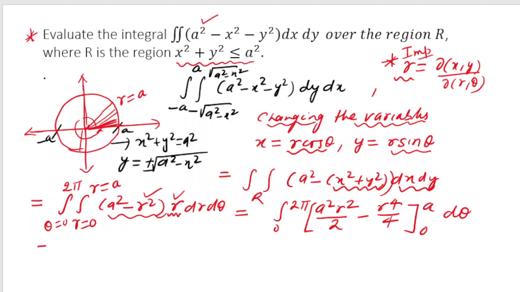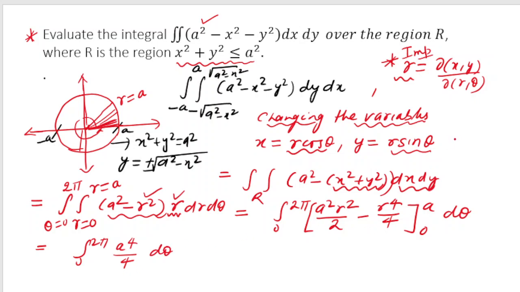Now if you put r is equal to a here, what will you get? You will get the integral from 0 to 2 pi of a square into a square by 2, that is a to the power 4 by 2, and if you put a here, you will get a to the power 4 by 4. So that will give you a to the power 4 by 4, and then d theta. If you put 0, it will become 0, and it will become 0.